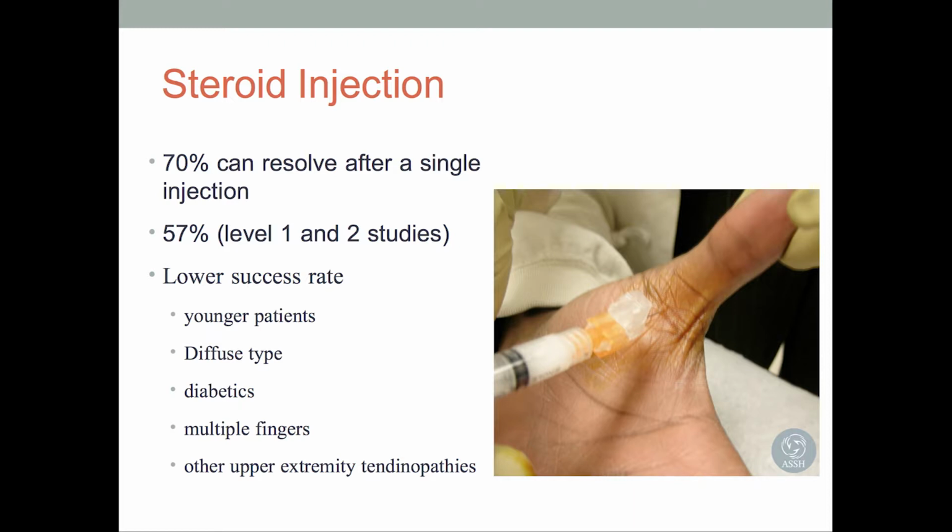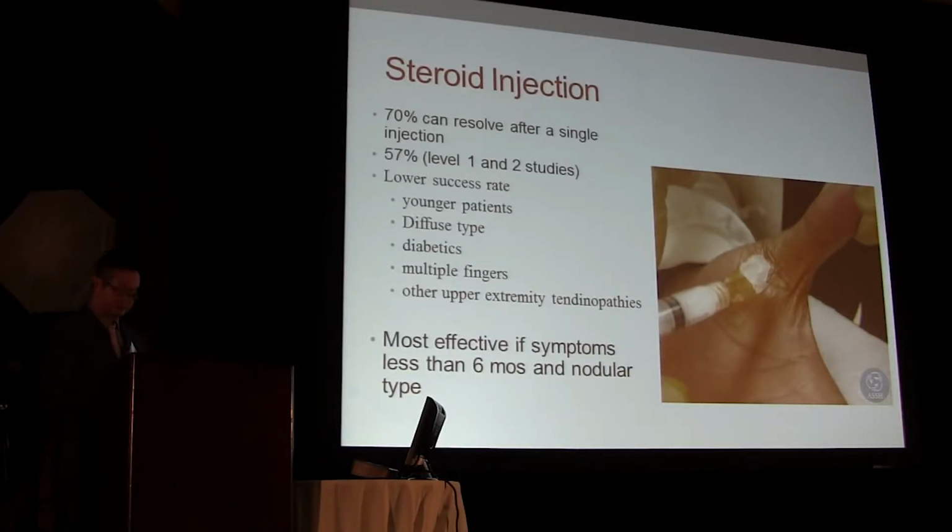In diabetics, I usually do 1 injection, and if it fails, I usually recommend surgery unless they want a second, because diabetics don't respond as well to trigger finger injections, and the second usually is not curative for them.